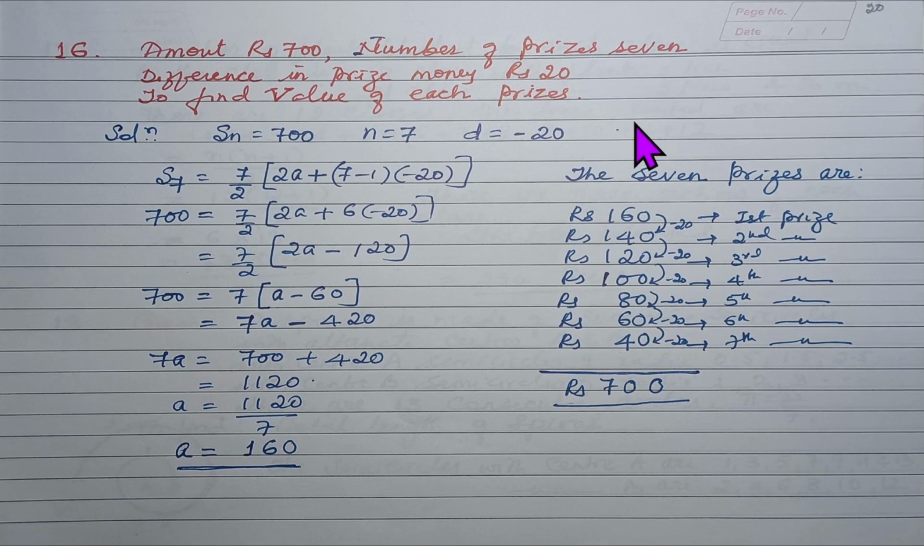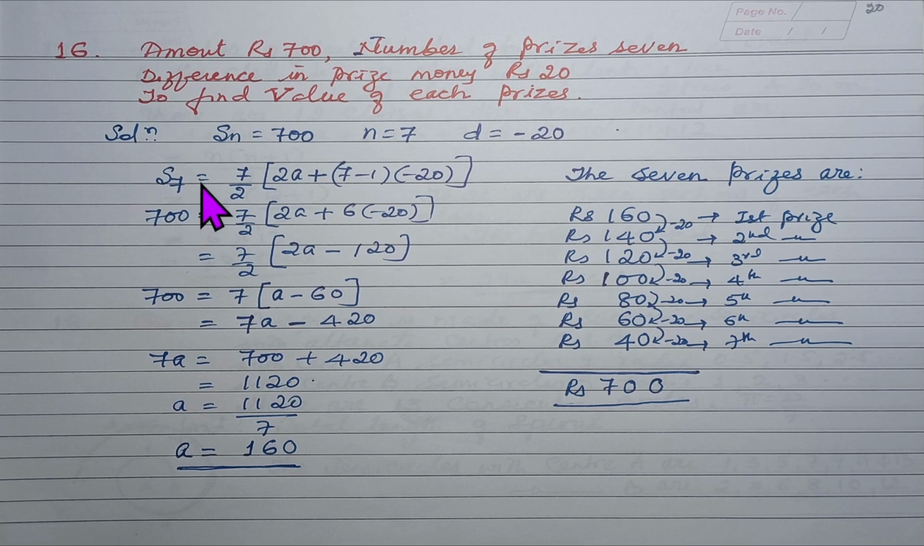Now coming to the next example, the total amount for the prize money is rupees 700, number of prizes are 7, difference in prize money is rupees 20. Now we have to find the value of each prize. So let us understand this. The total amount is 700. That means the sum of all the 7 prize money is 700 rupees. Therefore Sn is 700, n is 7. So S7 is 700. And D is minus 20 because the prize money decreases by 20 rupees for every prize.